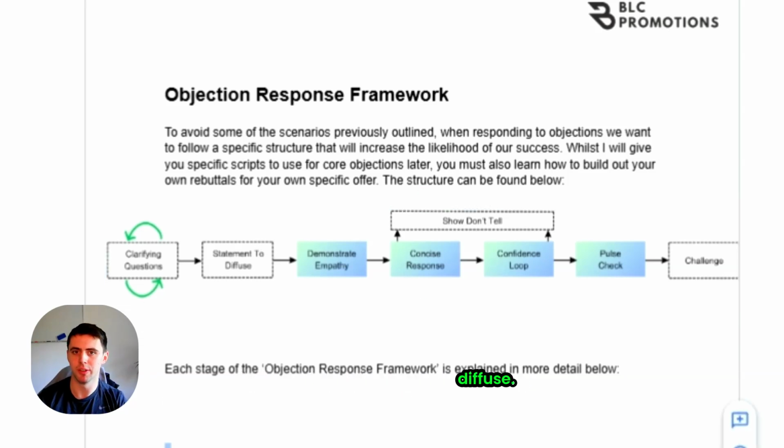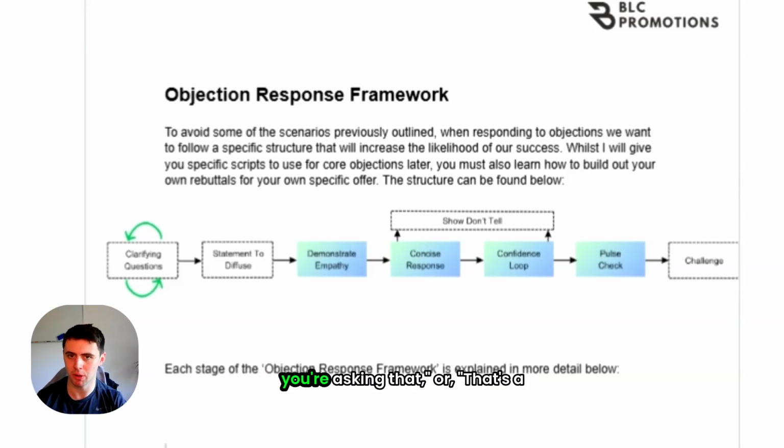Second one, statement to diffuse. What you don't want to do is jump straight into handling the question and come across too salesy. All that does is increase the customer's sales resistance and make them much more likely to shut down. An example of a statement to diffuse would be, completely understand why you're asking that, or that's a great question. Just show the customer they're allowed to have objections and questions about the process.